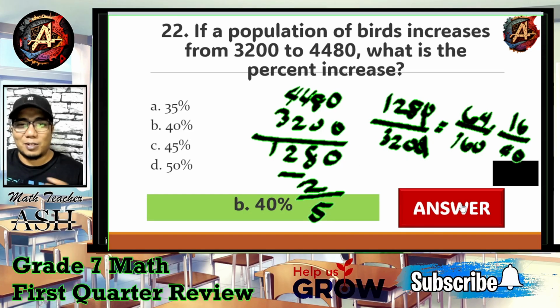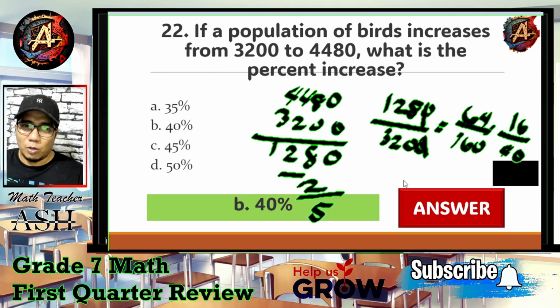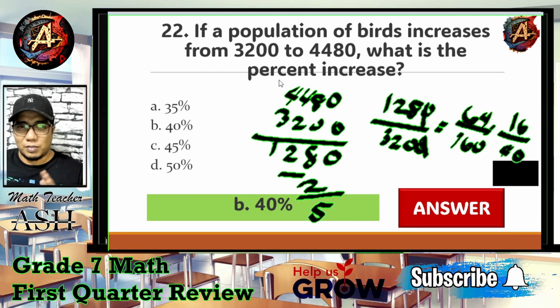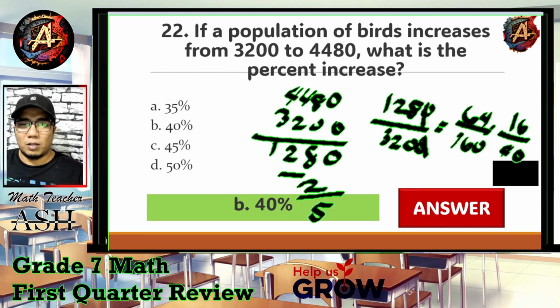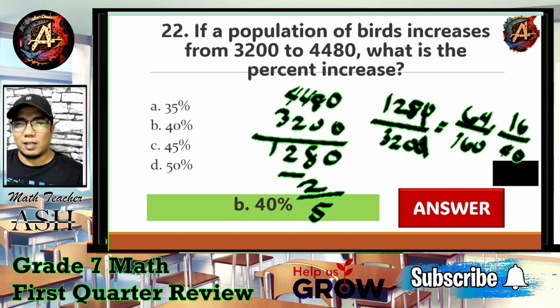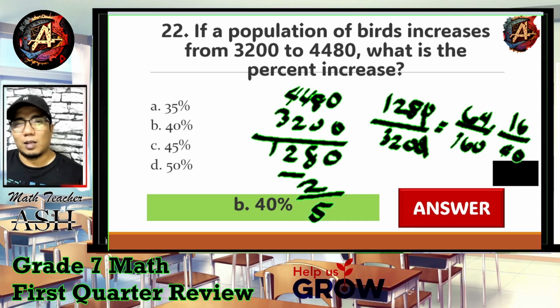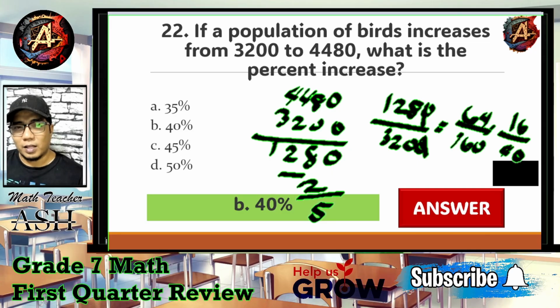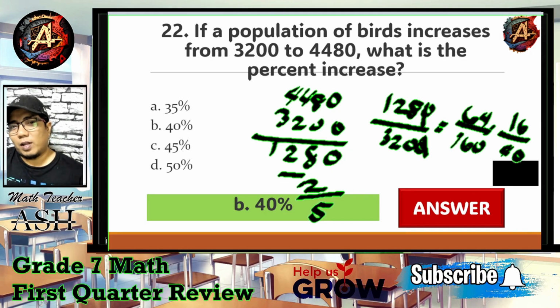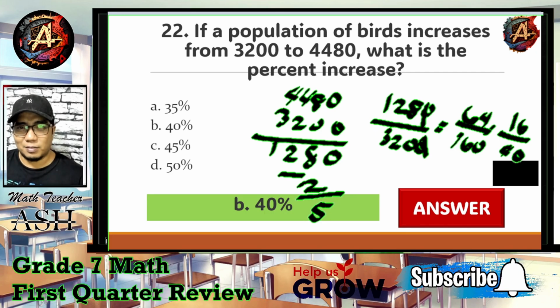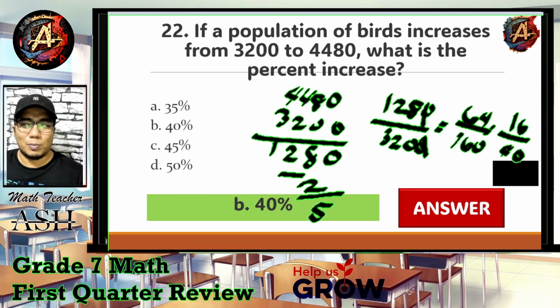Alright, my dear math learners. Now, of course, as you may know, there is a lot of simplification we have done. But if you can find the greatest common factor for 1,280 and 3,200, then you automatically arrive at 2/5, which is equivalent to 40%. Okay, I hope that is clear to you, my dear math learners.